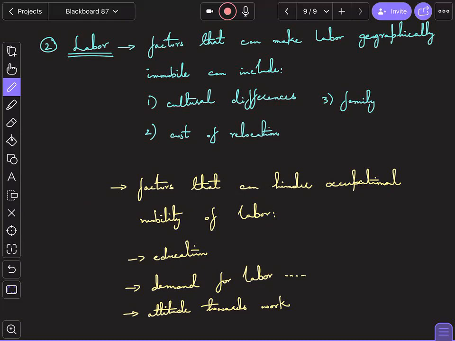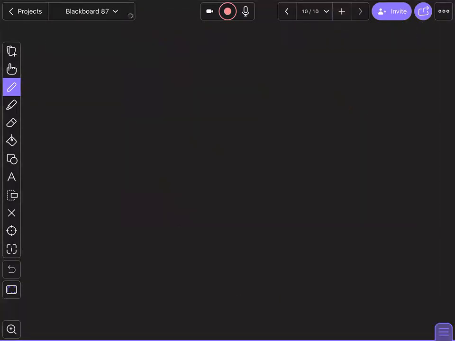Then we have the third factor of production, which is capital. Again, the geographic and the occupational mobility of capital depends upon the nature of the capital good. For instance, if we talk about an oil drilling plant, if the oil drilling plant is placed somewhere, then it is geographically immovable because it is very difficult, it is very costly to move that oil drilling plant or oil rig from one geographic location to another.